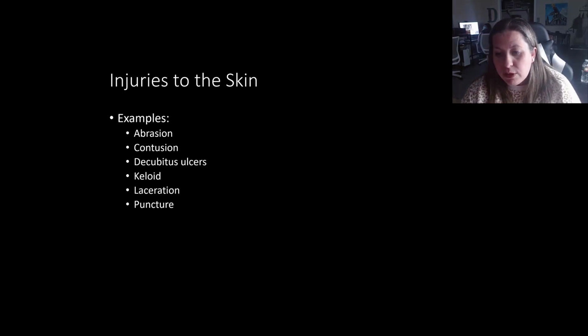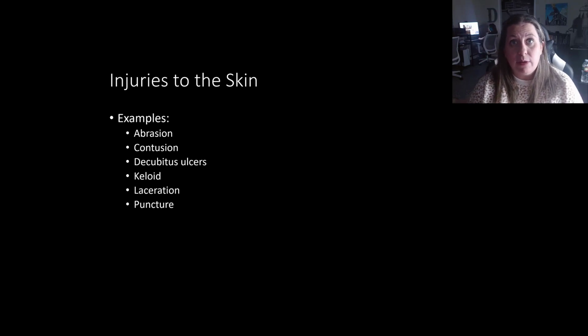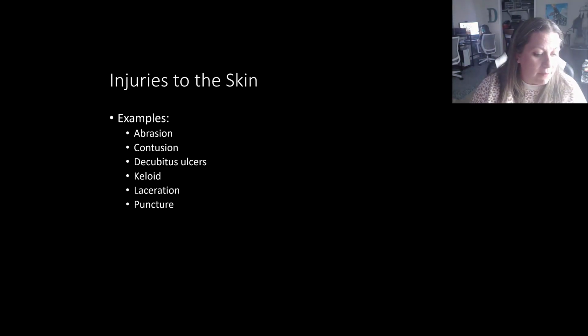A keloid is an excessive overgrowth of unsightly scar tissue. This occurs in some individuals as they heal. Everybody scars differently, and keloids are an overgrowth of scar tissue. A laceration is a torn or jagged wound. And a puncture is a wound made by piercing. You pierce through the skin and that would be considered a puncture. So these are all types of injuries.